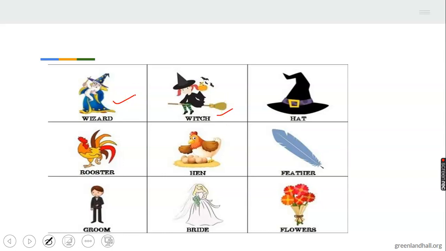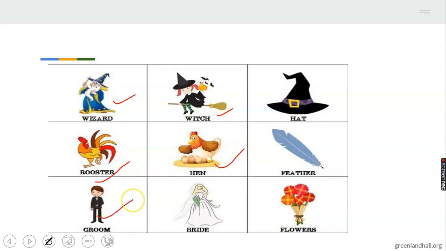You know, wizards are not human beings. Some people believe in them, but they are known to cause evil to people. Okay, so wizard is masculine. The feminine is witch. We have rooster, like was mentioned before. Then the feminine is hen.